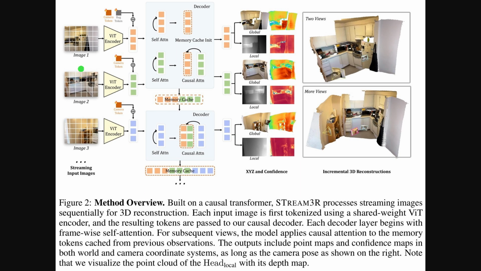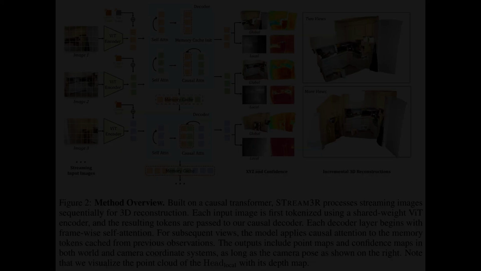Diving a bit deeper into this process, on the left, each image is first broken down into tokens by a ViT encoder. These tokens then go into a decoder that uses two key steps. First, self-attention within the current frame's tokens, and second, causal attention. Causal attention is what lets the model efficiently look back at the cached memory from previous frames, but not into the future. This whole pipeline produces the final point maps and camera poses, building up the incremental 3D reconstruction, which you can see on the far right.